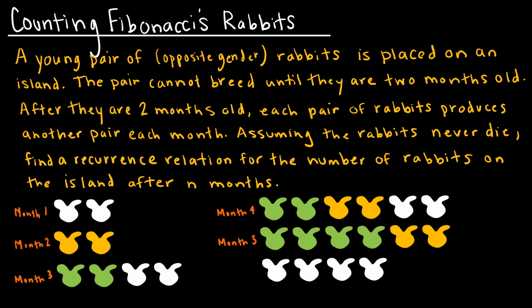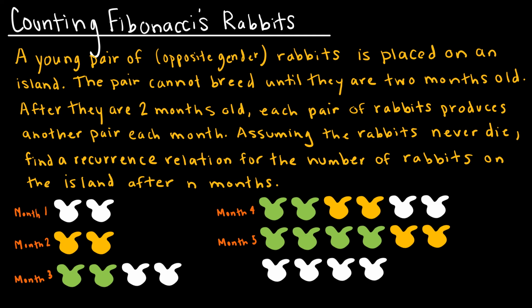We're going to find a recurrence relation for the number of rabbits on the island after n months. Now, we've already talked about the recurrence relation for Fibonacci numbers, but this is how it came about. So let's take a look. The first month, we have 2 rabbits, a male and a female. We have a pair, and they're too young to be breeding.